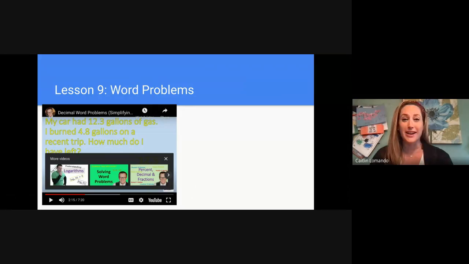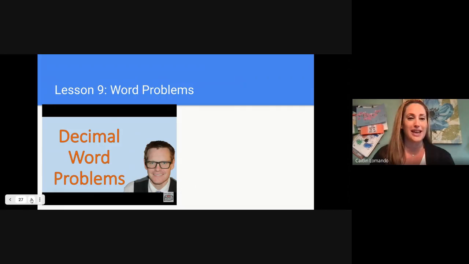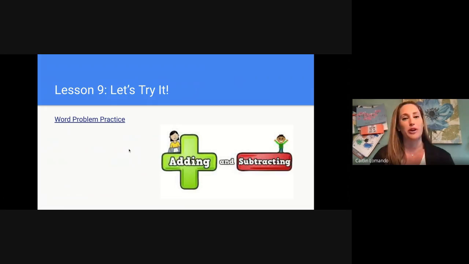Awesome. We're going to pause there because we're not really interested in multiplying or dividing decimals at this point. Rather, our focus is on adding and subtracting decimals using word problems. Hello, this is Mr. Buffington, and let's go to some word problem practice using only addition or subtraction.